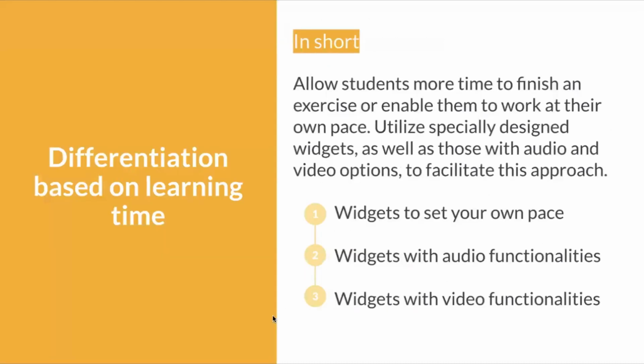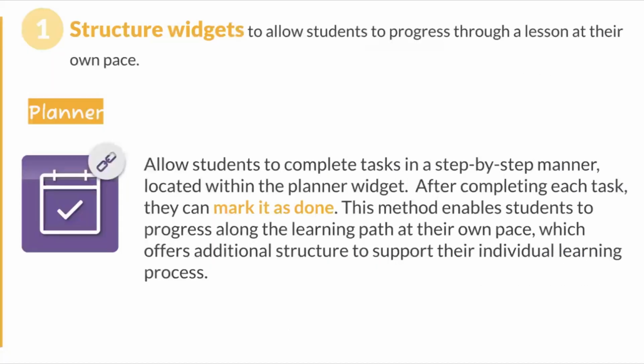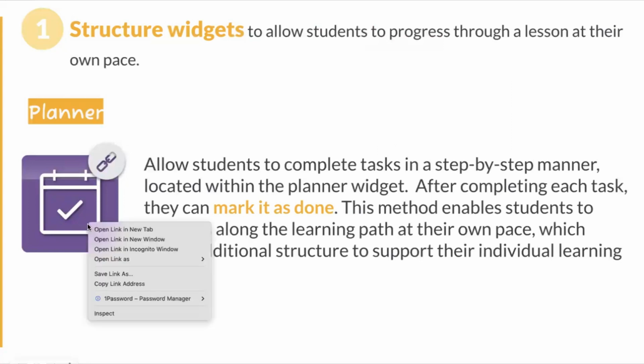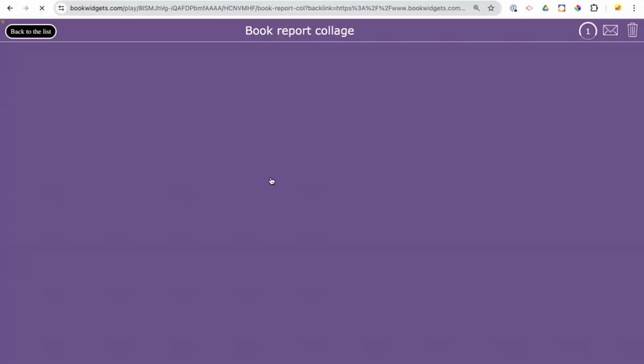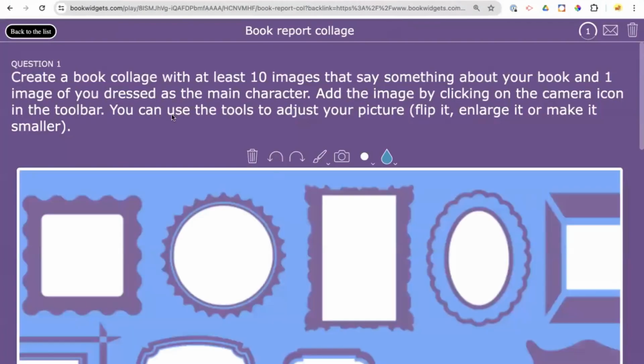All right, differentiation based on learning time. So widgets to set your own pace. Good thing you're talking about time. And then we also have widgets with audio functionality and video functionality. So letting them work at their own pace. The planner widget is great again, because as I showed you before, you can have students check the box that they have completed the activities that you've listed for them, and then they can access them.